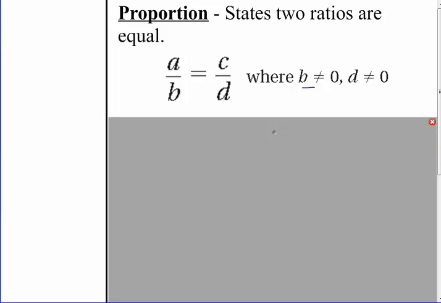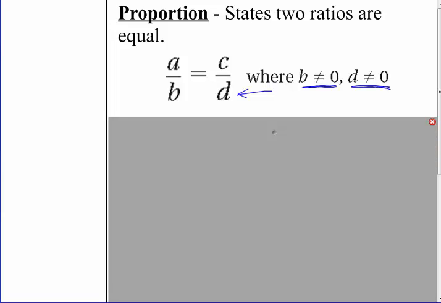Here's a couple of other side notes. B cannot be the number 0. It can be any other number, but not 0. And D cannot equal 0. Remember, these are set up like fractions, and you cannot have a 0 in the denominator of a fraction.